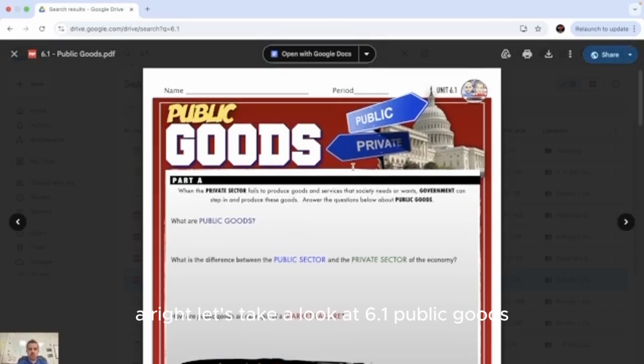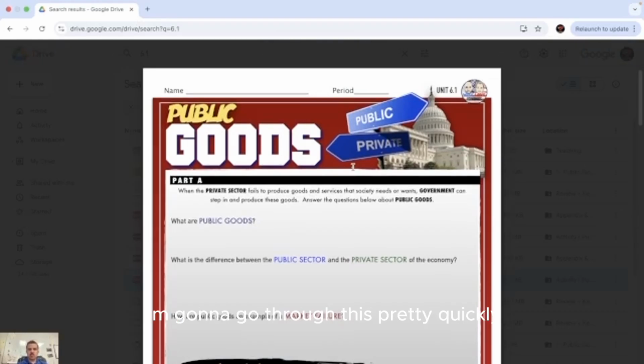All right, let's take a look at 6.1 public goods. I'm going to go through this pretty quickly. Overall, what we're going to understand in Unit 6 is this idea that the private sector might fail to produce goods and services that society actually needs, so the government has to step in order to provide these goods.